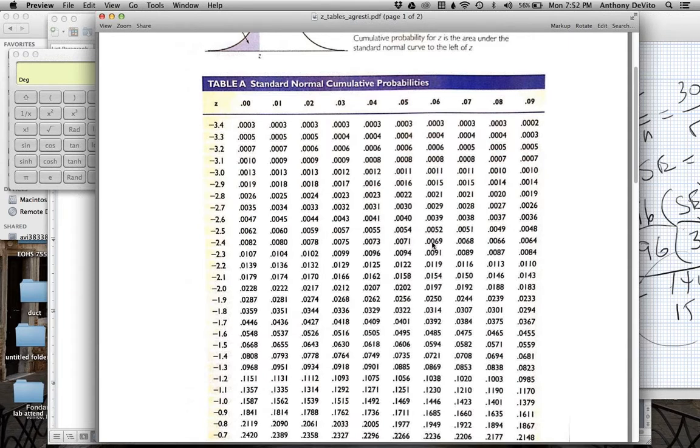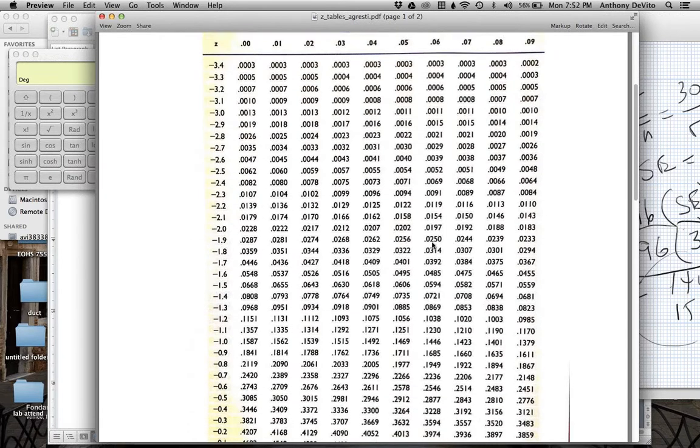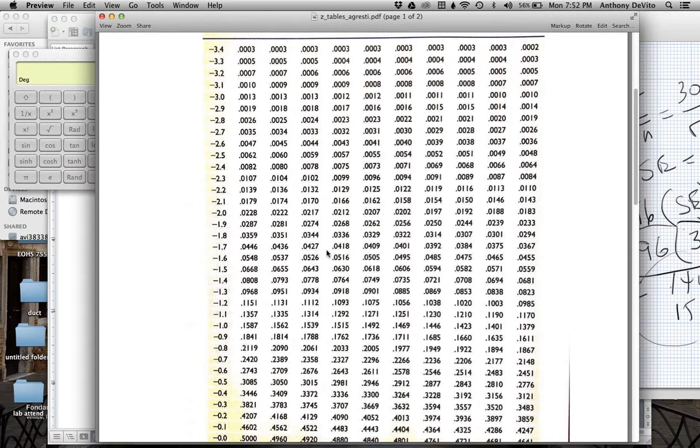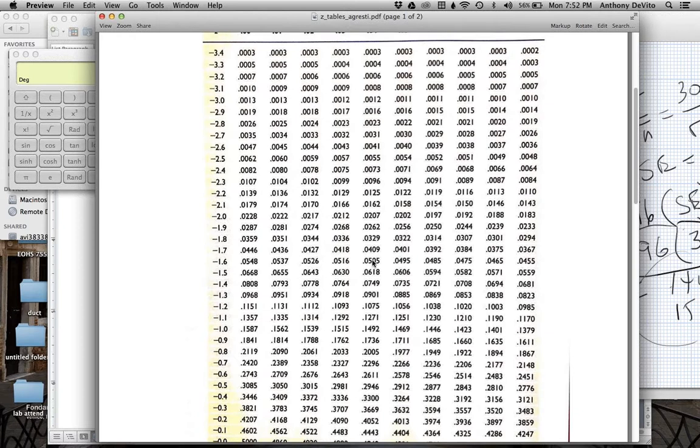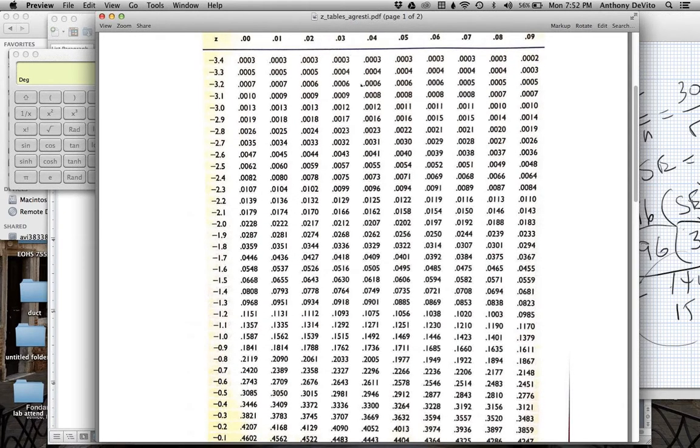While we're here, what number are we going to use for a 90% confidence interval? What would be the size of the tail on either side for 90% confidence? Each tail would have 5%. So we've got to find the area that would represent 5%. How about right here? 1.64. So we're going to use 1.64 for a 90% confidence interval.